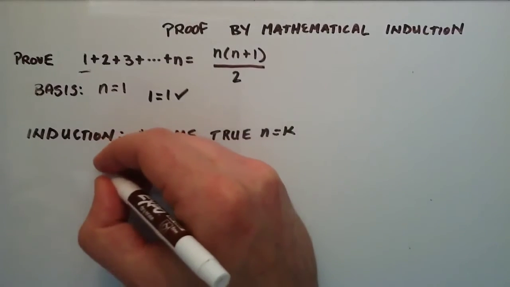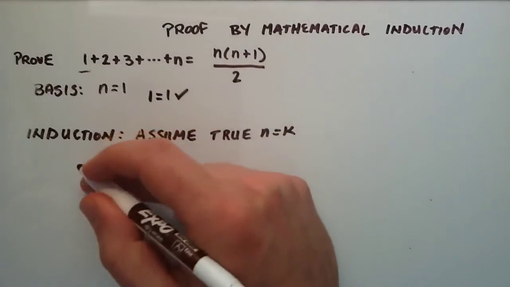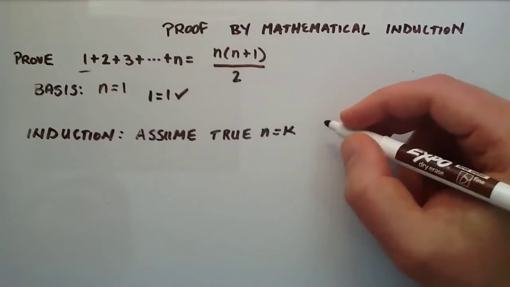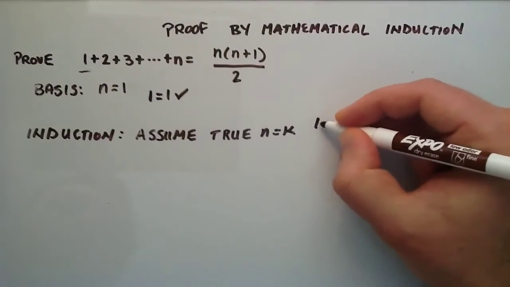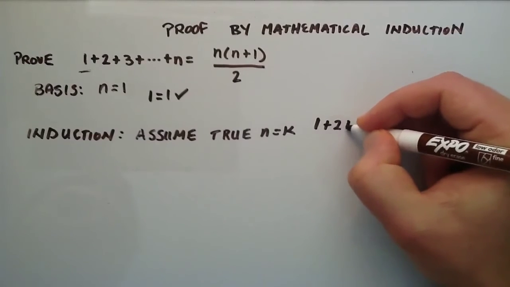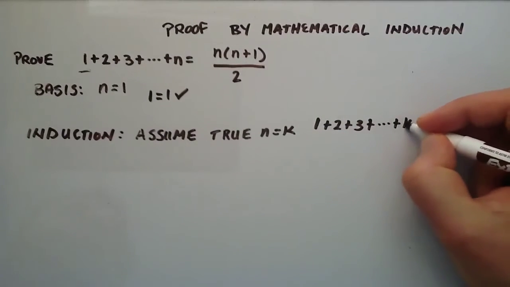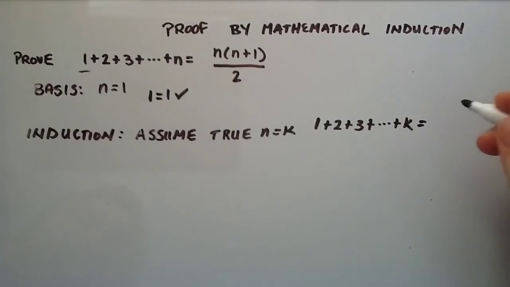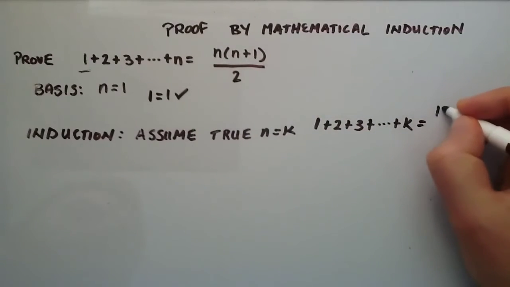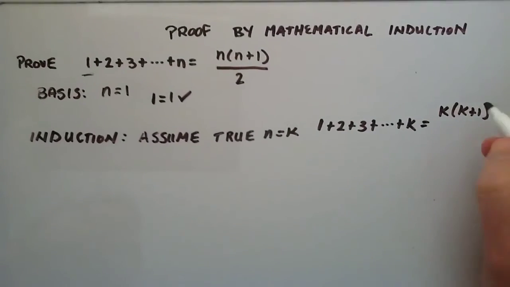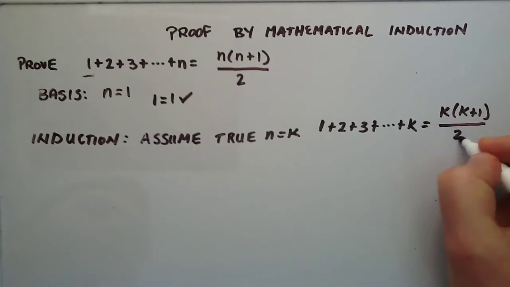Let's just say that we have 1 plus, let's write it over here to give myself some more room. So basically for this step we have 1 plus 2 plus 3 plus all the way up to some value k. We're saying that we're just going to assume that that's equal to the right-hand side, so plugging in k where the n's are, k times k plus 1 divided by 2.